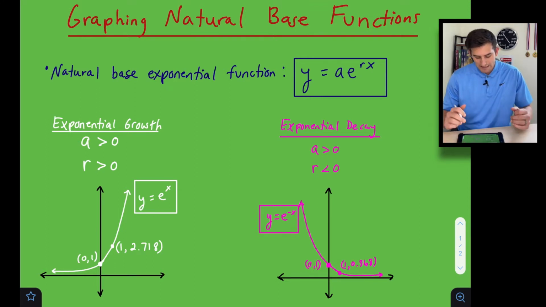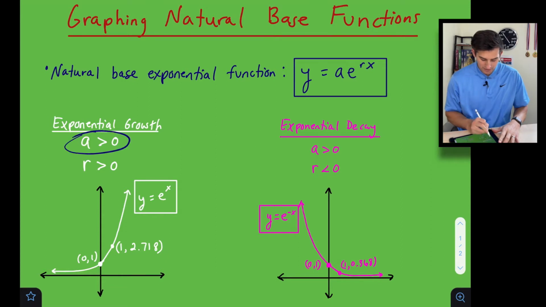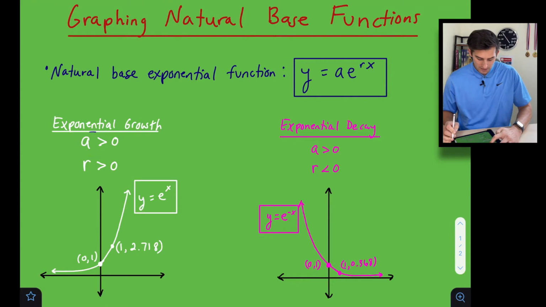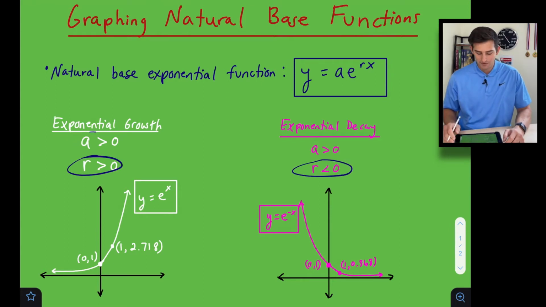With the natural base exponential function, we could have exponential growth, which we see on the left side of the screen in white, or we could have exponential decay, which we see on the right side of the screen in pink. The difference is whether r is greater than 0 or r is less than 0.